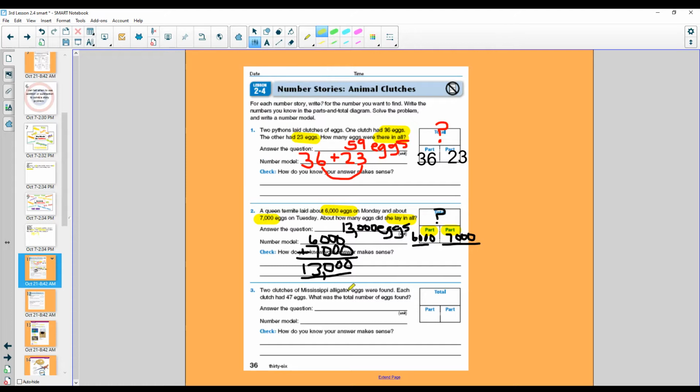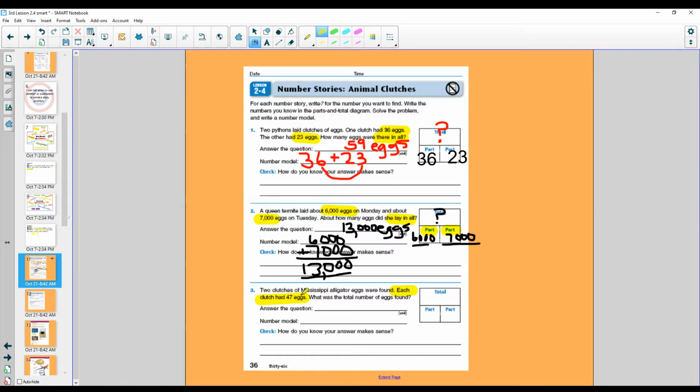2 clutches of Mississippi alligator eggs were found. Each clutch had 47 eggs. What is the number of eggs found? I only see one number here. Look at what it says though. 2 clutches or groups of Mississippi alligator eggs were found.